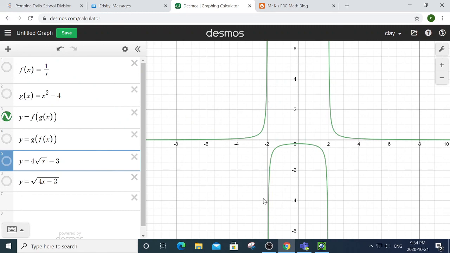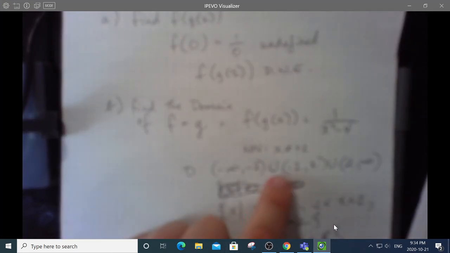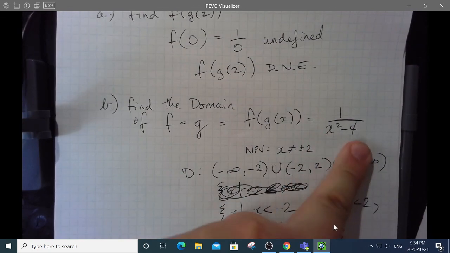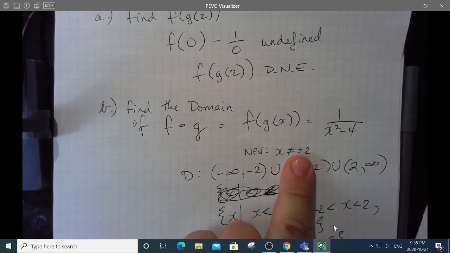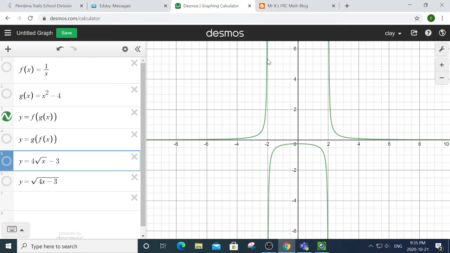It's the driveway graph. What's important about it is, of course, what it has. Remember we said we have some non-permissible values here? Remember that in the equation 1 over x squared minus 4, there are 2 non-permissible values. X cannot equal plus or minus 2. On my graph, that is the asymptote at x is negative 2 and x is positive 2. Non-permissible values are actually what we call vertical asymptotes. Hopefully that's something you remember from grade 11.